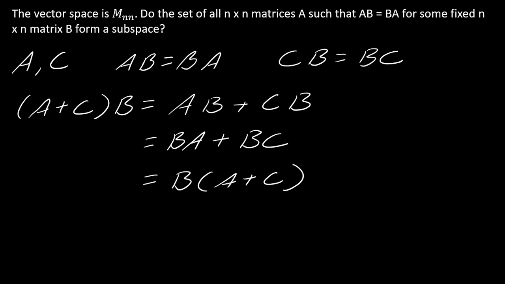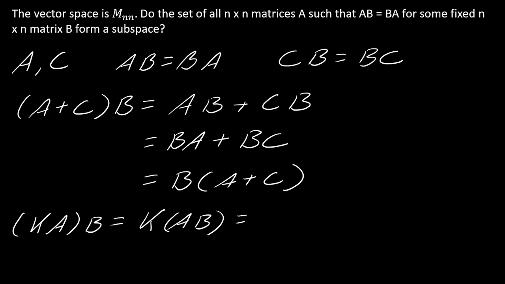Cool. So now let's check the other one. So I'm going to have K times, actually let's go KA times B. So this will be K times AB. I can multiply like this. Well, this will equal K times BA, right? Because AB equals BA. And so this is really showing that these are equal.